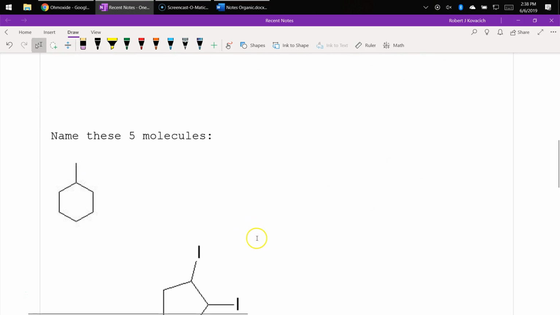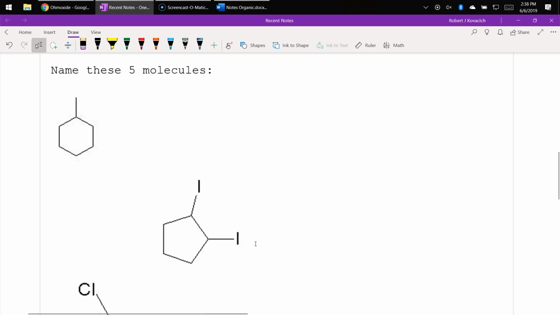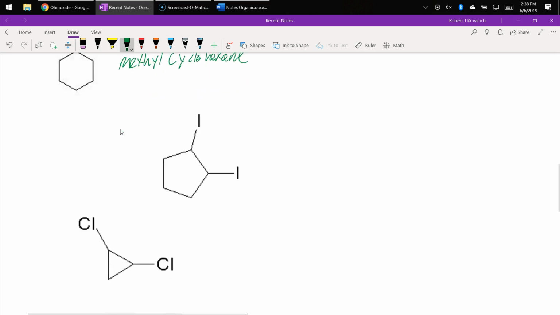All right, so how about naming this one? Really close. You don't need it, right? Because whichever carbon it's on, it's going to be carbon 1. If there's something else there, then you'll write a 1. But if there's nothing else there, you just don't even need it. So like, how about the next one? Nice.